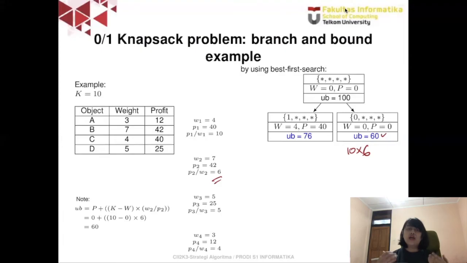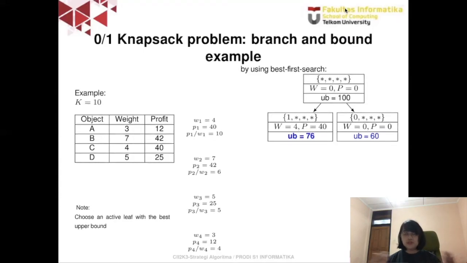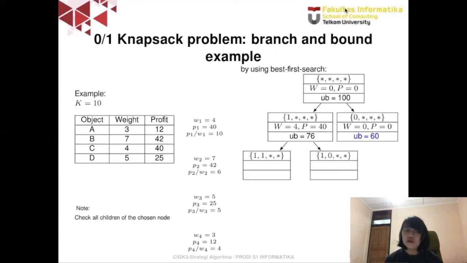So here this problem is a maximization problem, and we have upper bounds for the two leaves we have here. So we need to compare which one gives us the best result. And because it is a maximization problem, the best result means the biggest upper bound we have. So the biggest one is 76. So we check the next children of the node.